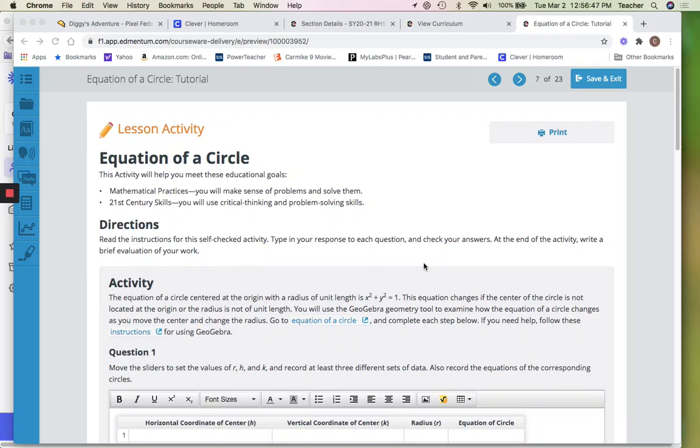Alright guys, so we are in the next unit. This is unit number 6, talking about circles. So this right here is the equation of a circle. I'm on slide number 7.